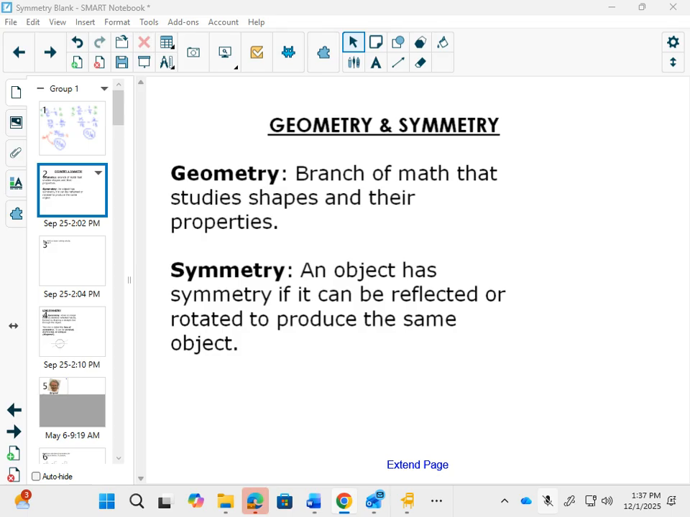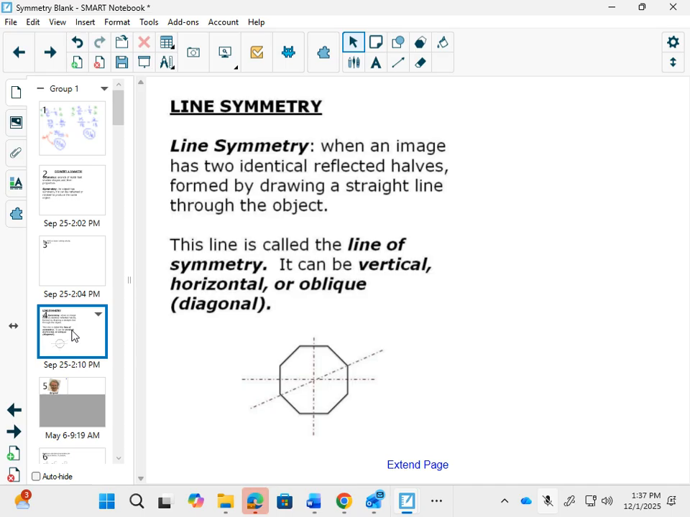It says an object has symmetry if you can reflect it or rotate it to produce the same thing. So we are going to start off with line symmetry. If you can cut something in half with a line and flip it over so it matches up perfectly, we say that it has line symmetry. And sometimes we try to count all the different lines of symmetry that are possible.